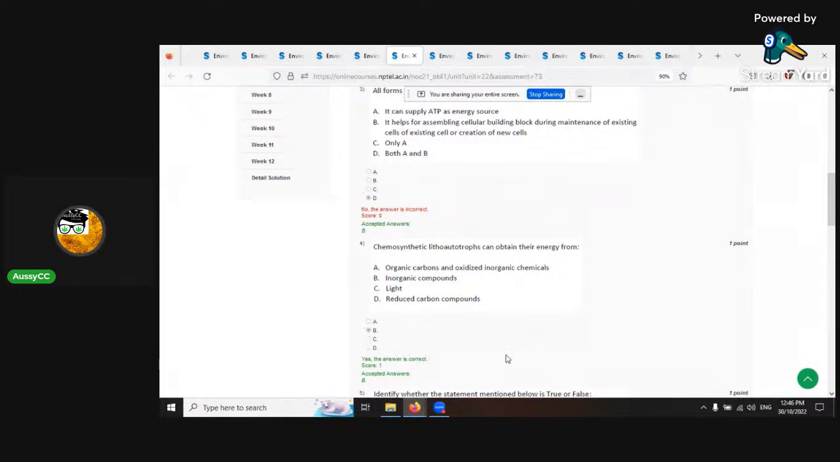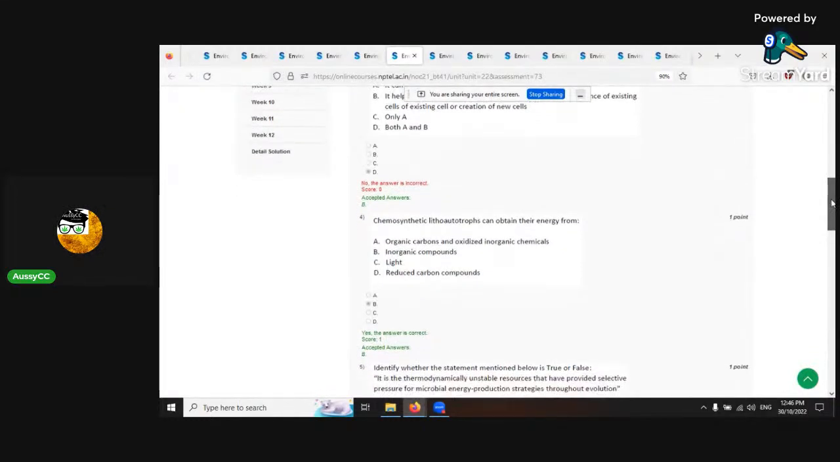Identify whether the statement below is true or false. Thermodynamically unstable resources have provided selective pressures for microbial energy production strategies throughout evolution. Yes, it is.